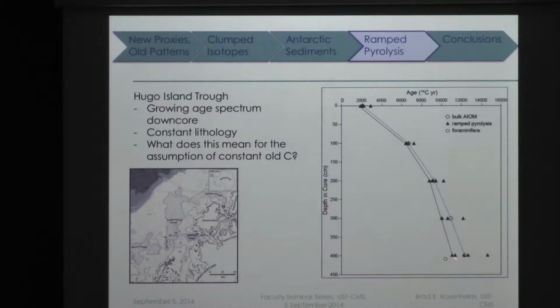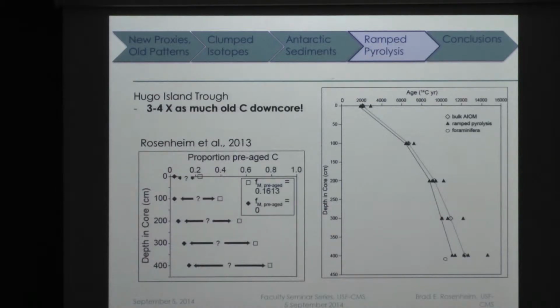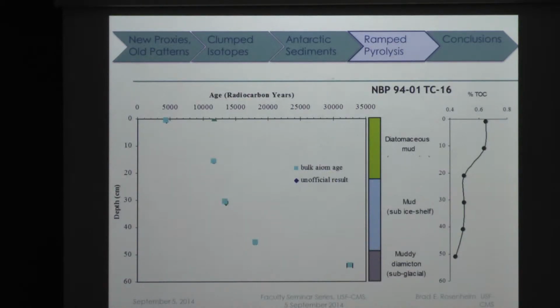And we can still use this technique to match fairly well with the 14C dates. But it shows that the proportion of pre-aged carbon is changing down core. And we can model this with two end members, and the end result is that down core there's 3 to 4 times as much old carbon being incorporated into this core and contributing to that old age offset. And so it's sort of a warning to collaborators in the field that keep doing that.